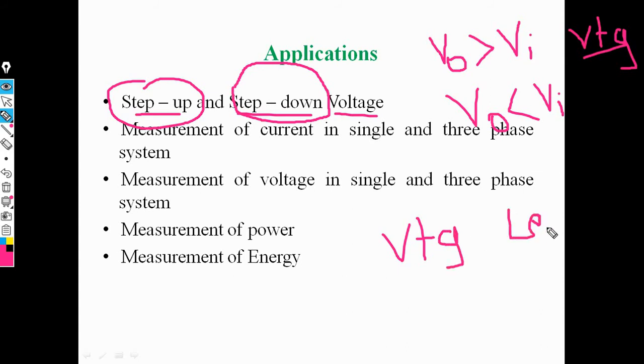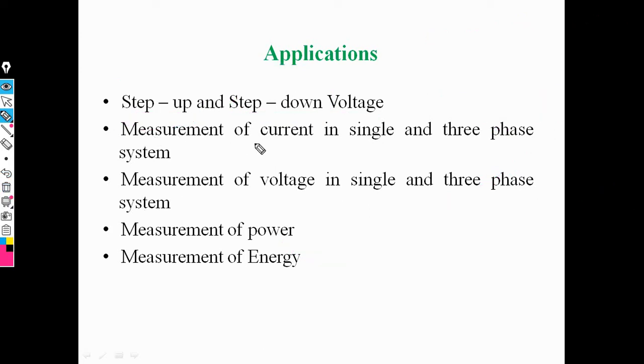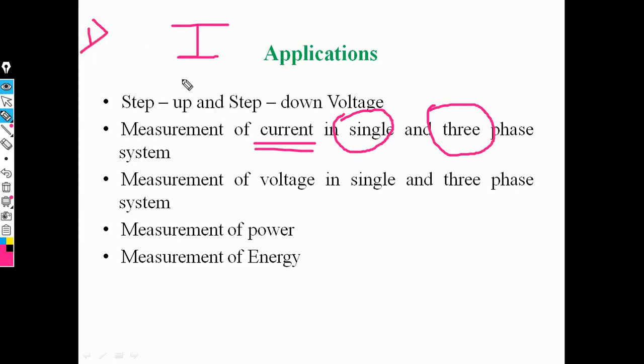The main application of a transformer is to change the voltage level. Also, the transformer is used in the measurement of current. First, the transformer is useful to measure current in a single phase transformer and a three-phase transformer.